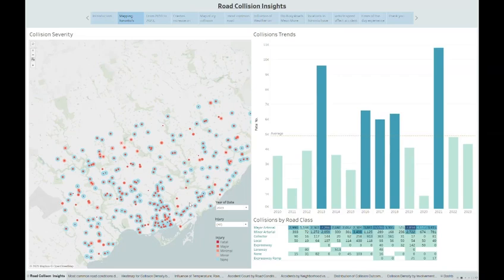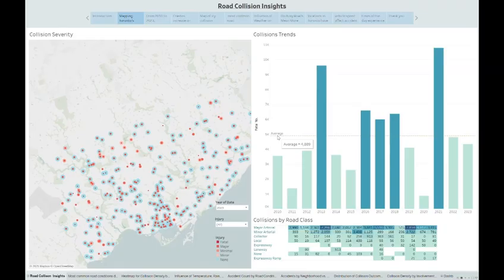What stands out immediately is that collisions cluster heavily in the downtown core, where traffic is dense, but they are also widely spread across the greater Toronto area, showing that no region is immune. This map sets the stage by showing us where collisions happen and their severity, but it also raises questions about trends over time and contributing factors.